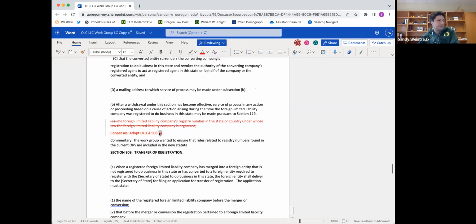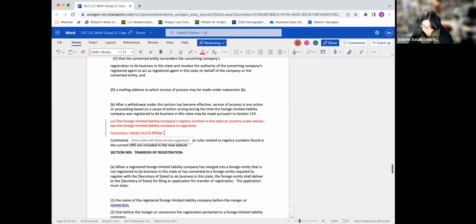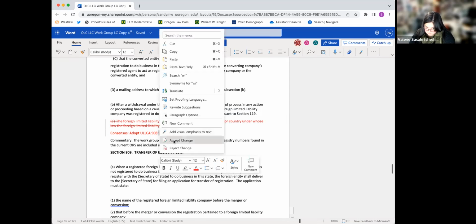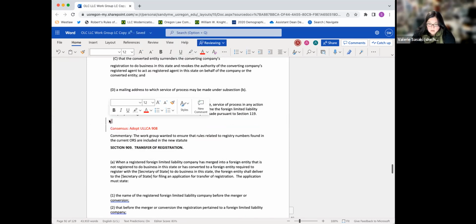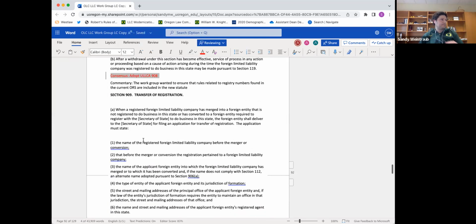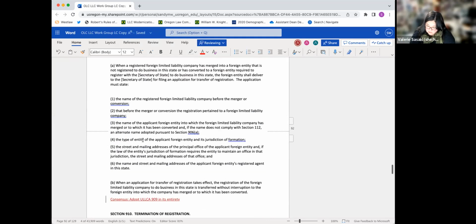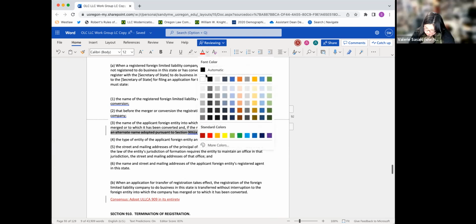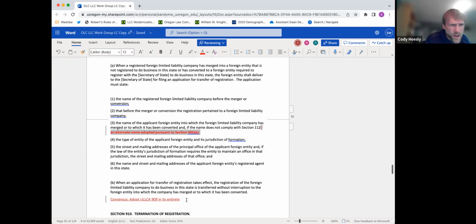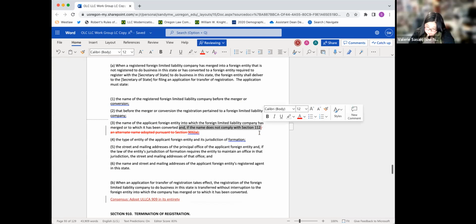Just gonna take a minute to clean it up. Okay, 909, transfer of registration. Sorry, just need a minute here. Just gonna get rid of this. Okay, so 909, I have under sub 3, the deletion of everything after 112. Oh, because it's alternate name again. Yeah. But that's all I've got under 909. Yeah, but no, we would delete everything after the word converted. Is that right? Oh, right, yeah. Make it grammatically correct.